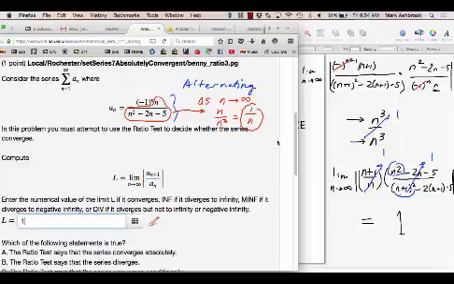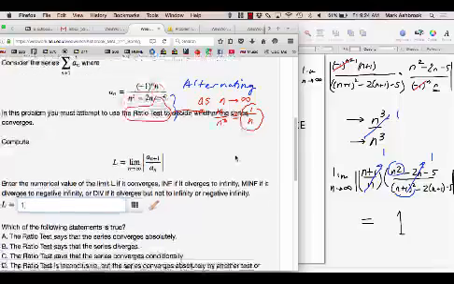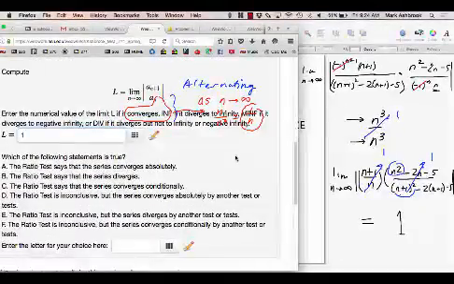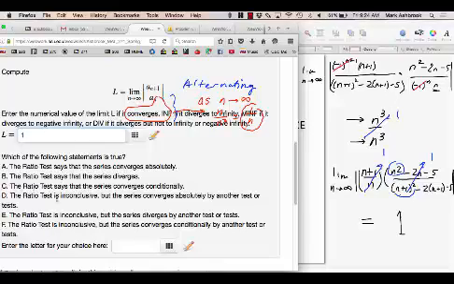Questions on this example? So the ratio test is inconclusive. That's D, E, or F. But the series does what? Converges conditionally, F, by another test.